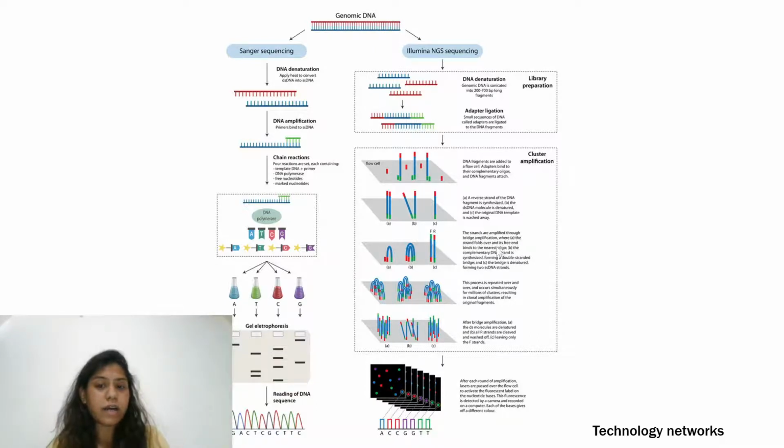This process is called bridge amplification, where the strand folds over and attaches to the nearest free oligo, and the complementary DNA strand is synthesized. So from this end, the other strand will be synthesized, and when the synthesis is over, this bridge is denatured. So now they again become short single-stranded stretches.